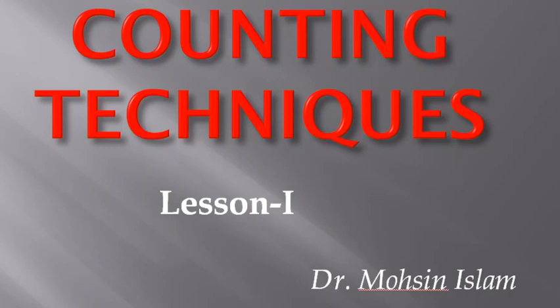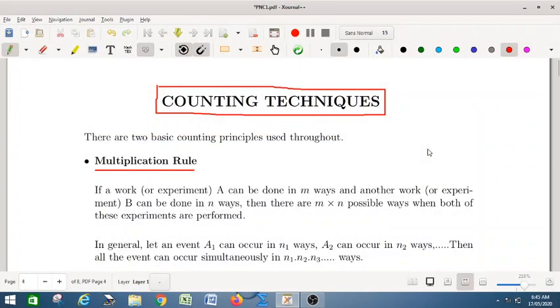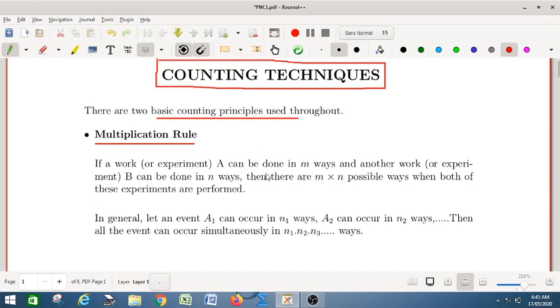So today we'll see in our lecture video about counting techniques, rules and permutation combinations. So there are two basic counting principles throughout. One is a multiplication rule, another is a sum rule. So what is a multiplication rule? If a work or experiment A can be done in M ways and another work or experiment B can be done in N ways, then there are M cross N possible ways when both of these experiments are performed.